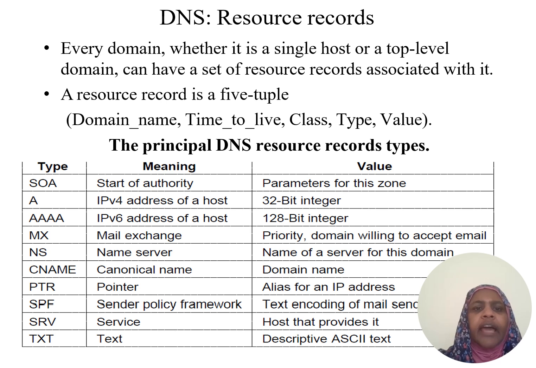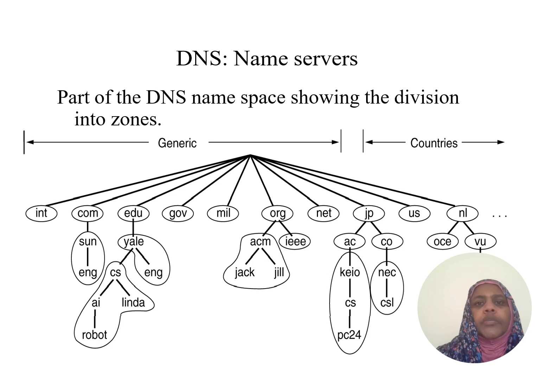A, that's the IP address of the host. It's a 32-bit integer for IP version 4, AAAA for IP version 6, MX for the mail exchange, NS for the name server, and so forth. As we have said, DNS is a hierarchical system.